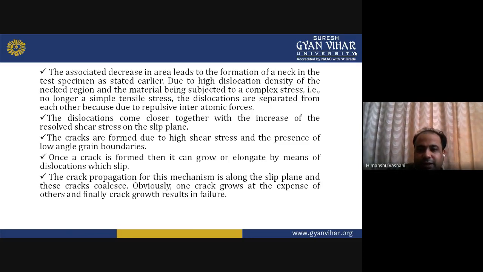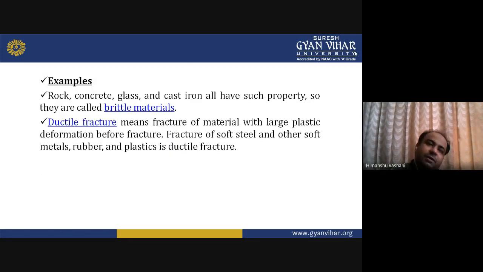Okay, they have a high shear stress and a low grain boundary, and in that way the cracks are formed. Once a crack is formed, it grows and elongates by means of dislocation and slip. The crack propagation for this mechanism is along the slip plane and these cracks coalesce. Obviously, one crack grows at the expense of another and finally crack growth results in slip. So in this way, ductile failure takes place, ductile fracture happens.